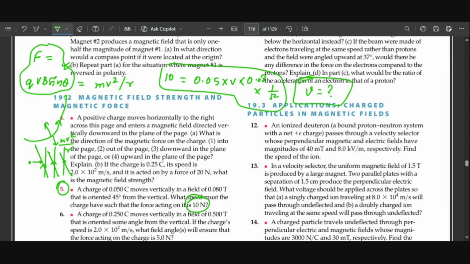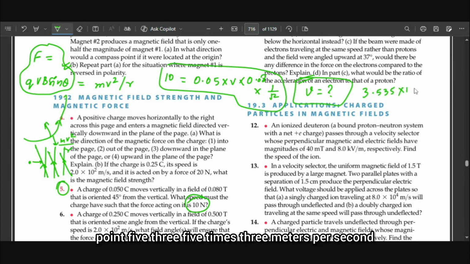7.07. I don't think so. 10 times root 2 divided by 0.05 divided by 0.08. It is going to be 3.535 times 10 to the power 3 meters per second.